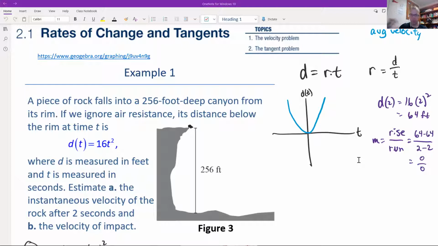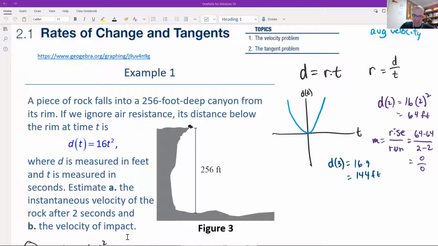So one better estimate than that would be, let's calculate d of 3 real quick, some point that's 1 away. And that would be 16 times 9, which, good grief, do I even know what 16 times 9 is? Is that 144? I think it's 144. Feel free to laugh at this point if I have that wrong. I'm not in the room. You're not going to hurt my feelings. But I believe this is 144 feet.